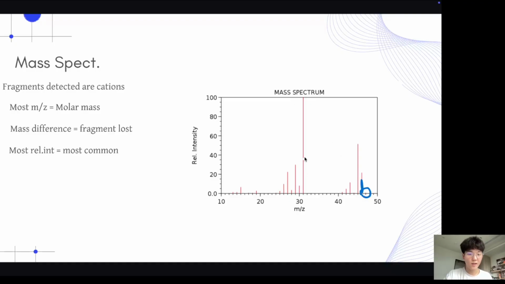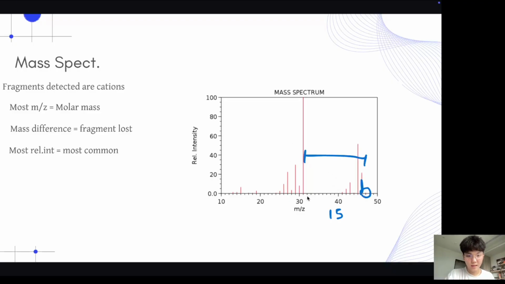And then the mass difference is what we're trying to find. So for example, if you want to find what was lost to give it a mass of this, the difference is final minus initial, 15. And that corresponds to a methyl group. So a methyl group was lost in order to get to this.